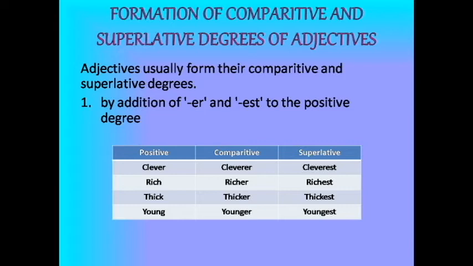The other few examples are also of the same kind. Rich changes to richer in the comparative degree by adding er at the end of the positive degree word rich, and it changes into the superlative degree by adding est to the positive degree word rich. Thick changes to thicker and then into thickest. Young changes to younger and then into youngest.